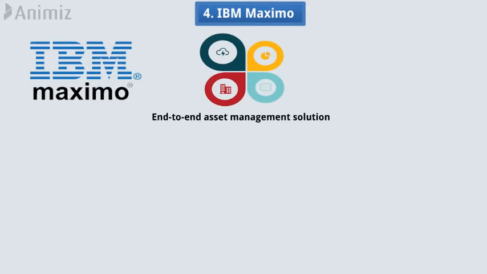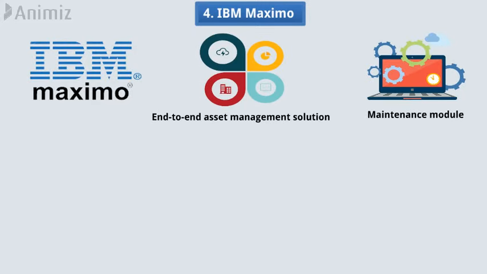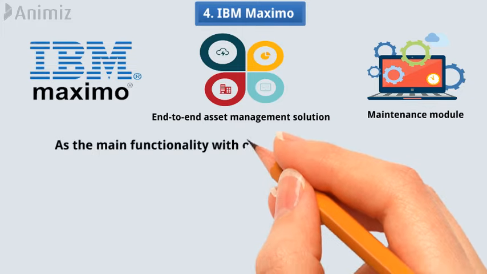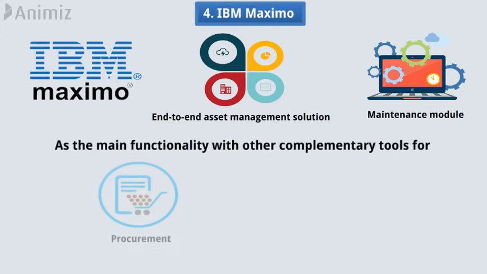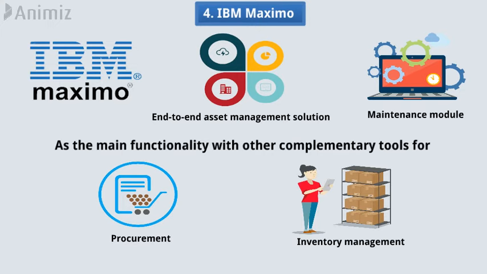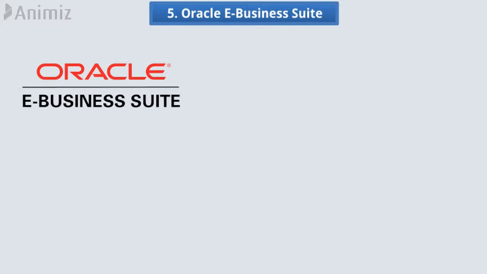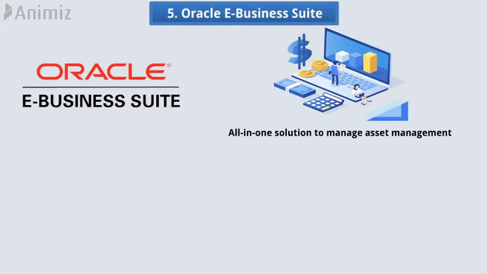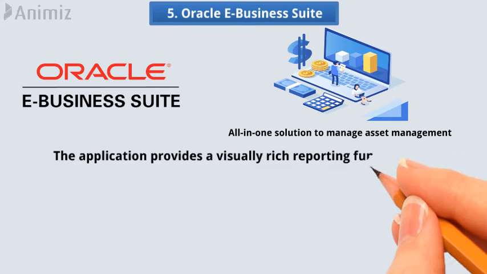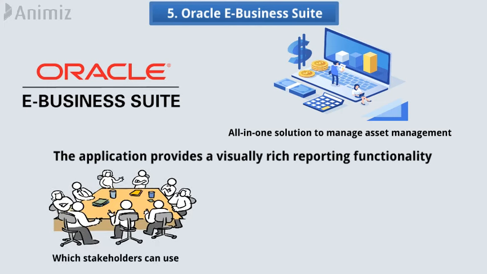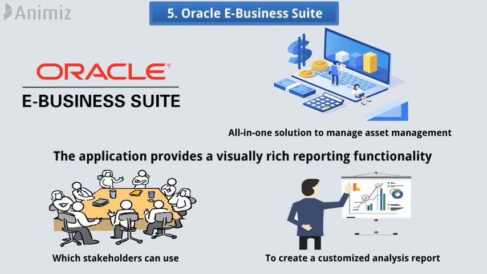Number 4. IBM Maximo. Maximo is an end-to-end asset management solution with a detailed maintenance module as the main functionality, with other complementary tools for procurement and inventory management. 5. Oracle E-Business Suite. Oracle E-Business Suite offers an all-in-one solution to manage asset management. The application provides a visually rich reporting functionality which stakeholders can use to create a customized analysis report.